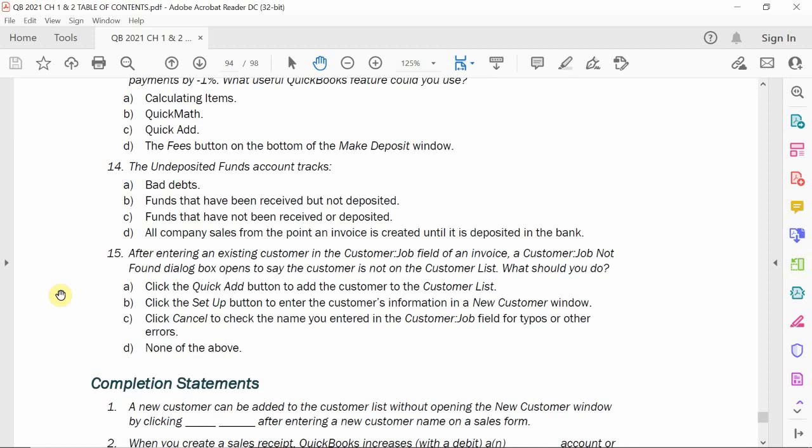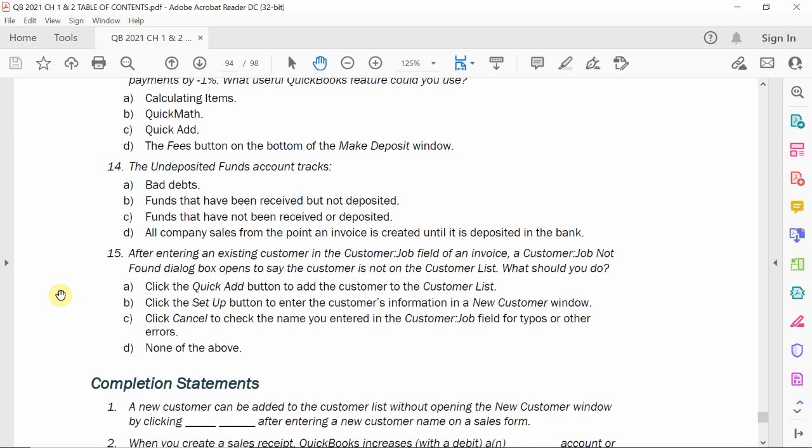Now in this case, let's read the question one more time. After entering an existing customer, so the customer already exists. However, because you typed it in, all of a sudden you said, oh wait, I can't find this person. You definitely don't want to quick add, because then you have the same person multiple times in your list. So A, again, this comes down to reading things carefully. A lot of students make this mistake too. So A is not the correct answer.